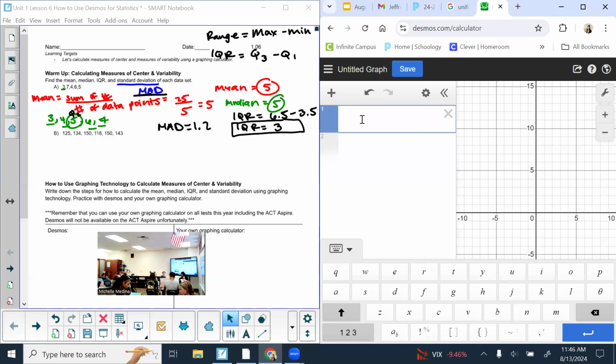Tell me, if I'm trying to find the mean with Desmos, so I just cleared my Desmos screen, what's the very first thing I need to do? Type my data set in. So my data set is 125, 134, 150, 118, 150, and 143, but nothing's showing up. So how do I make it tell me stuff?